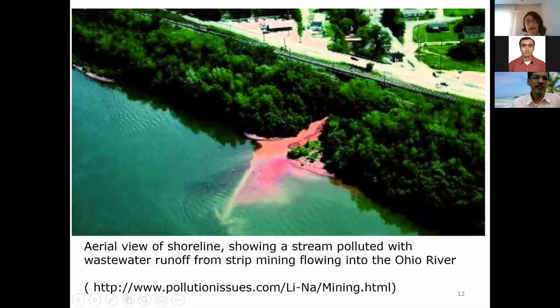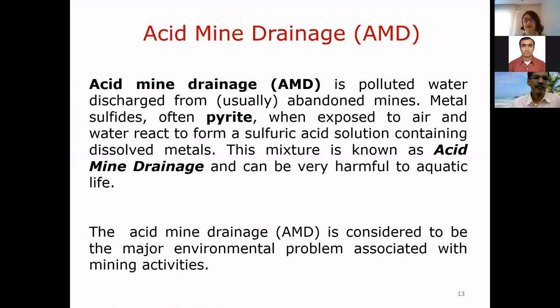And we said that acid mine drainage is maybe the most important problem related to the mining activities and mine tailings. So what is acid mine drainage? It is basically polluted water discharged from abandoned mines. Metal sulfides, when exposed to air and water, react to form a sulfuric acid solution containing dissolved metals. This mixture is known as acid mine drainage, or AMD.